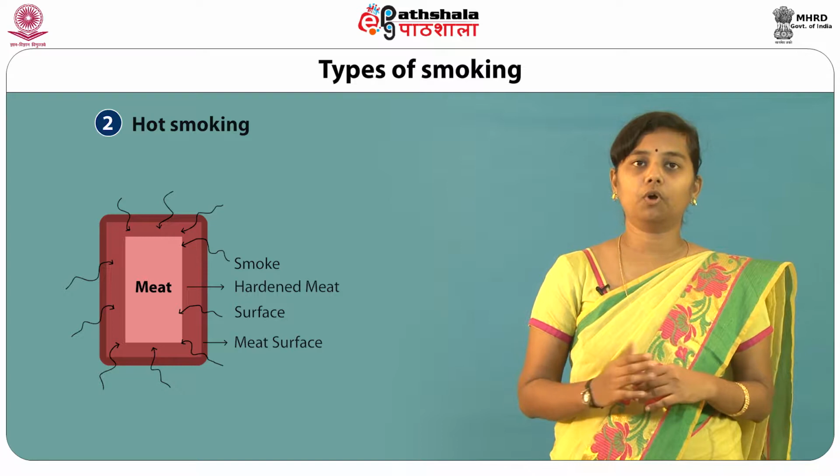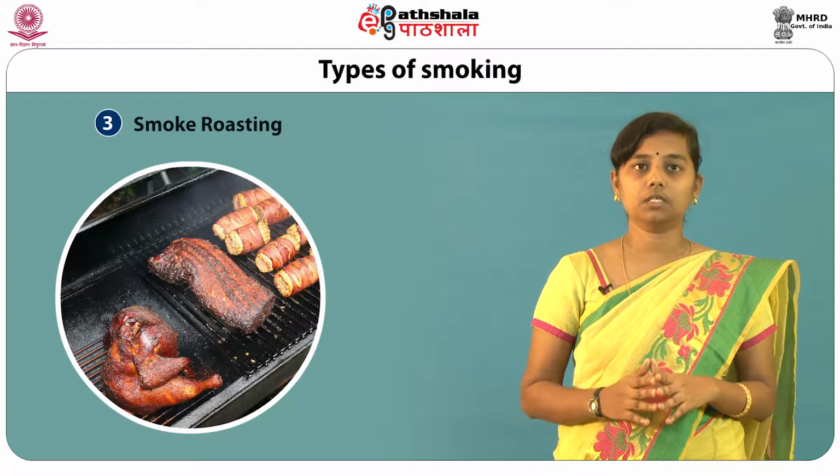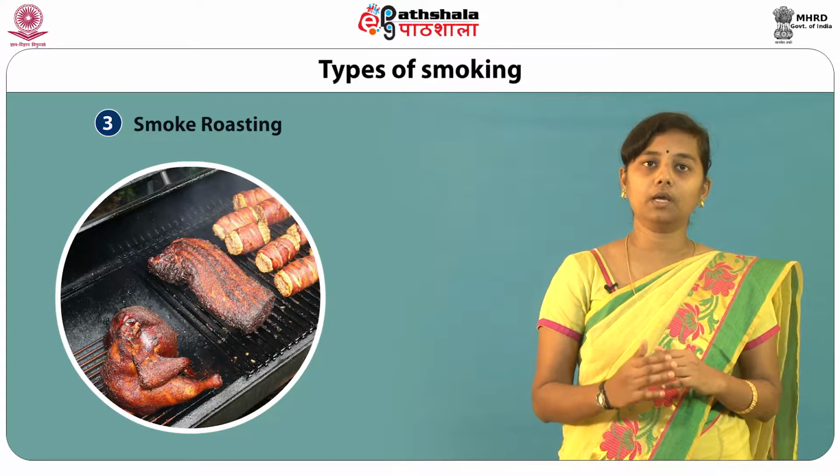The third method is called smoke roasting. It is a combination of smoking and roasting. This method is also referred to as barbecuing or pit baking. It is done in a closed wood-fired masonry oven or barbecue pit where the temperature of the product reaches above 121 degrees Celsius.